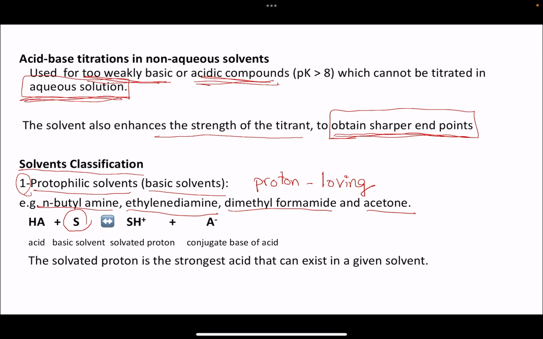When these protophilic solvents dissolve the acidic sample, of course they are used for acidic samples, the proton from the sample protonates the solvent, interacts with the solvent and is converted into a solvated proton that has a positive charge, resulting in the corresponding conjugate base of the acid. It was found that this solvated proton is the strongest acid that can exist in such medium. So the solvated proton is the one that reacts with the titrant.